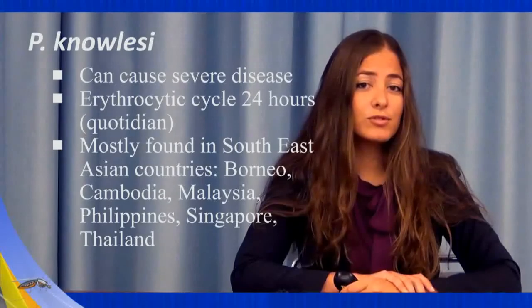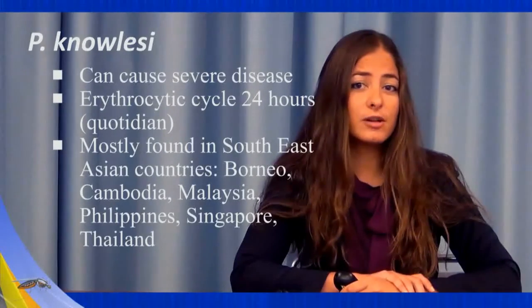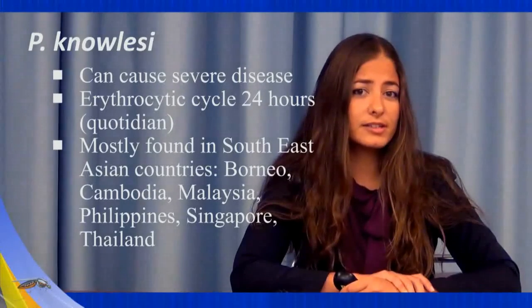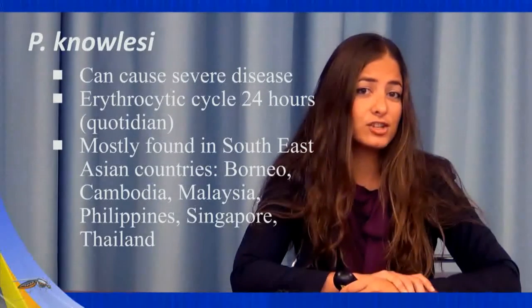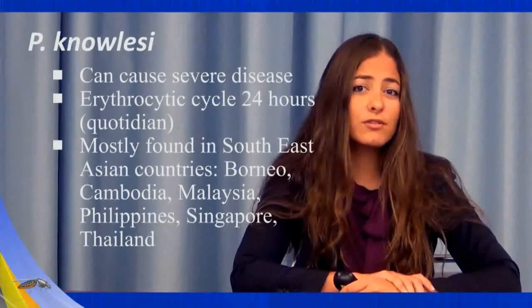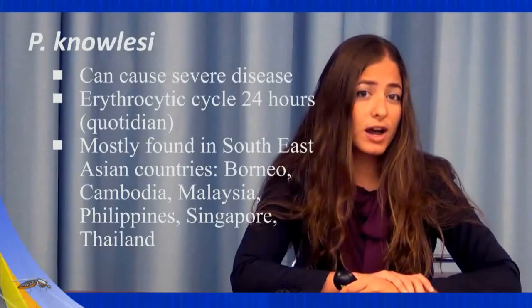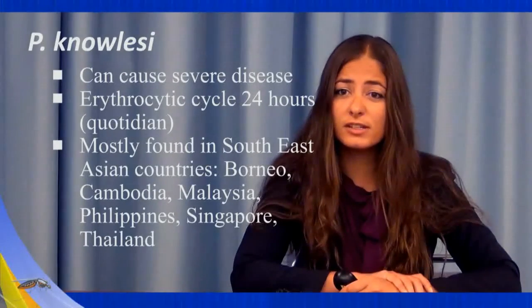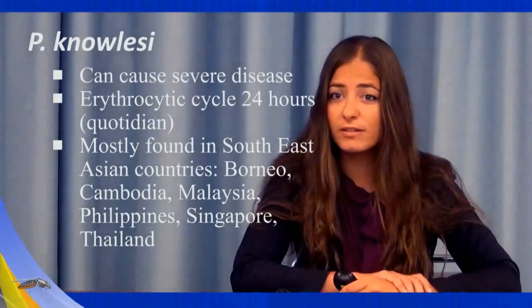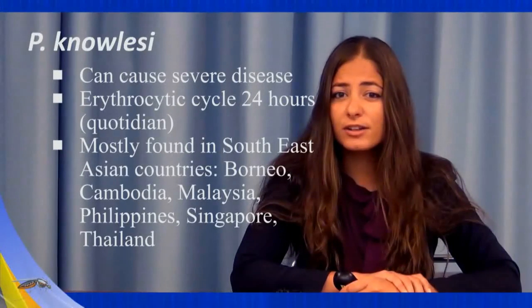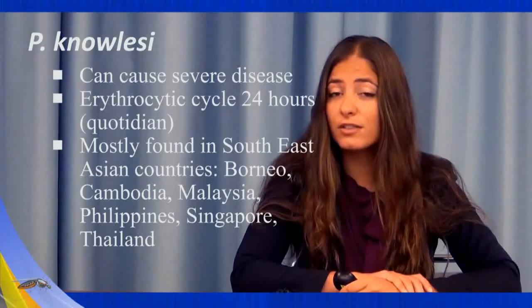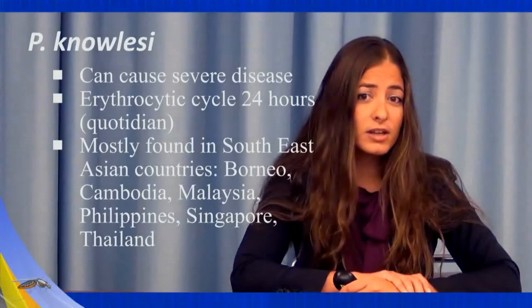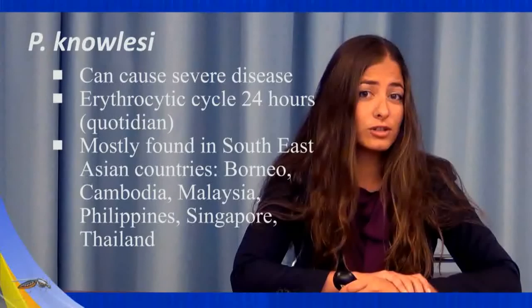P. knowlesi is the most recently discovered human malaria parasite. It accounts for up to 70% of malaria cases in certain areas of Southeast Asia. It has a short erythrocytic cycle of 24 hours, indicating rapid reproduction, and can cause severe disease with high levels of parasitemia. As it is found in areas that are reportedly free of the other 4 types of human malaria, such as Thailand and Singapore, healthcare providers should be on alert.